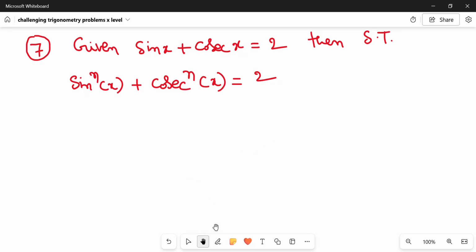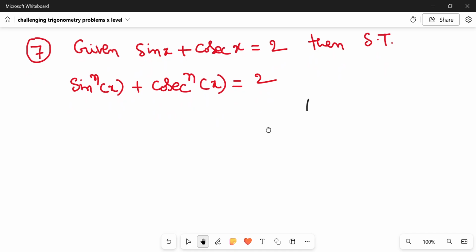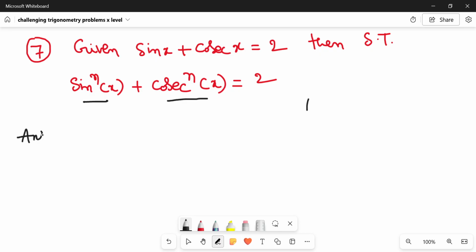So it's given that sin x plus cosecant x is equal to 2, and then you've got to show that sin power nx plus cosecant power nx, where that n value is any positive integer, is equal to 2. This we've got to show. Let's write the equation first, what they have given us: sin x plus cosecant x happens to be 2.